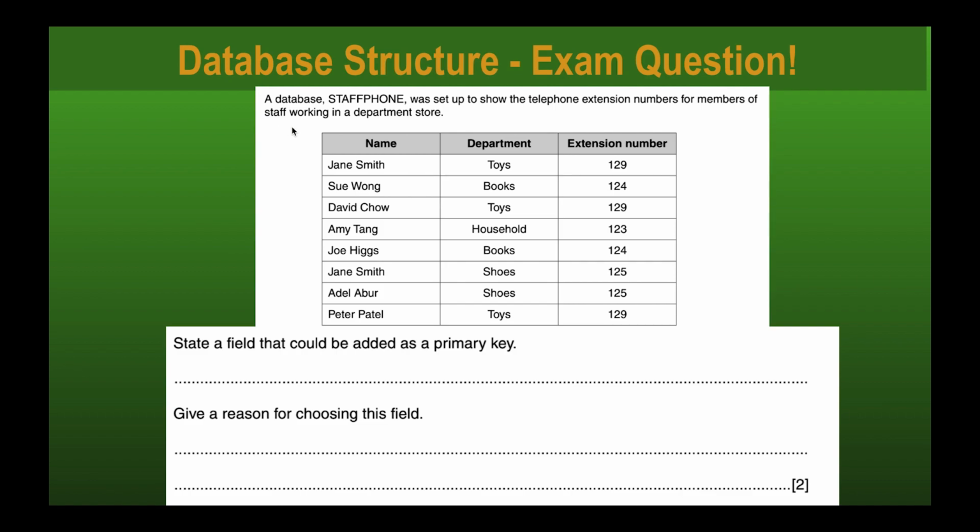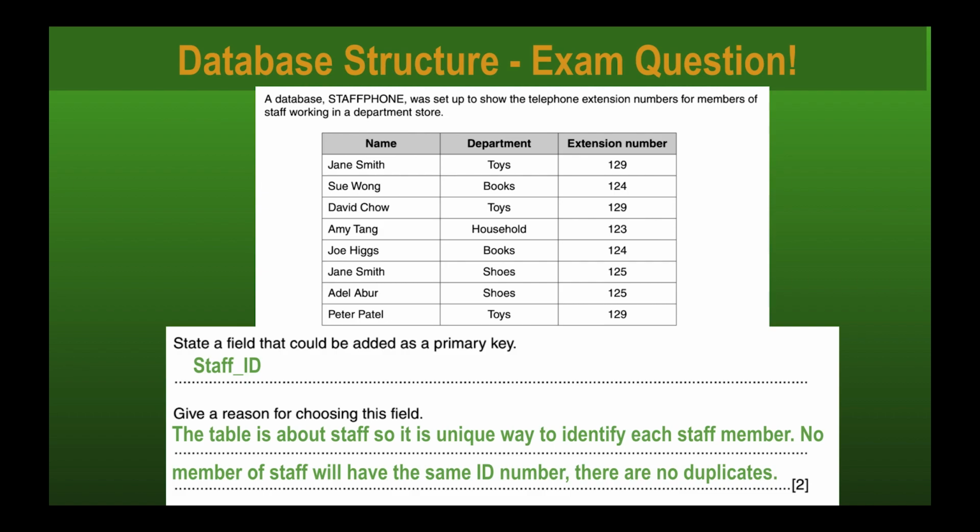So a database staff phone was set up to show the telephone extension numbers of the members of staff working at the department store. So how could I uniquely identify? I would go with some sort of staff ID. So if it's about staff phone, what would be a unique ID? Well, it could be a staff ID. So I would go with a staff ID. That's mark number 1. And then the reason is because the table is about staff and it's a unique way to identify each staff member. So no member of staff will have the same ID number and there are no duplicates.